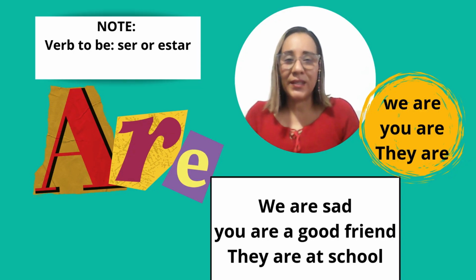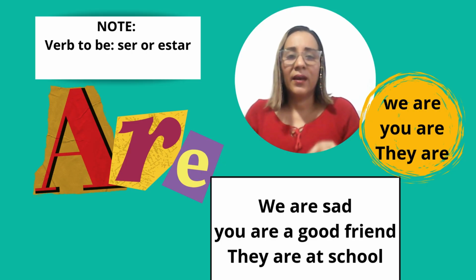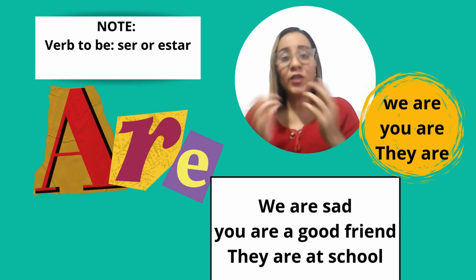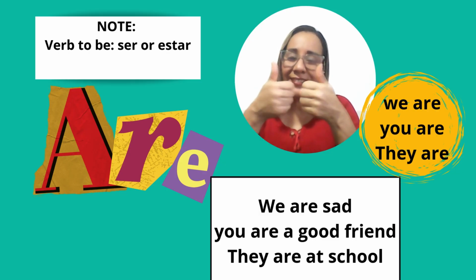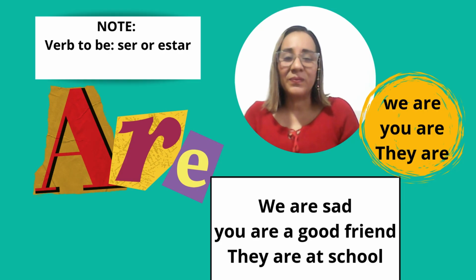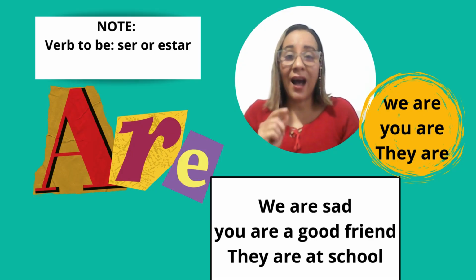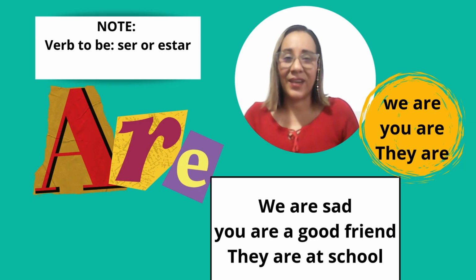Let's study some examples using this form are. Example number 1. We are sad. Nosotros estamos tristes. You are a good friend. Tú eres un buen amigo. They are at school. Ellos están en la escuela. So remember, we use are with the subject pronouns we, you, and they. And remember that the meaning of the verb to be is ser and also estar. That's correct.